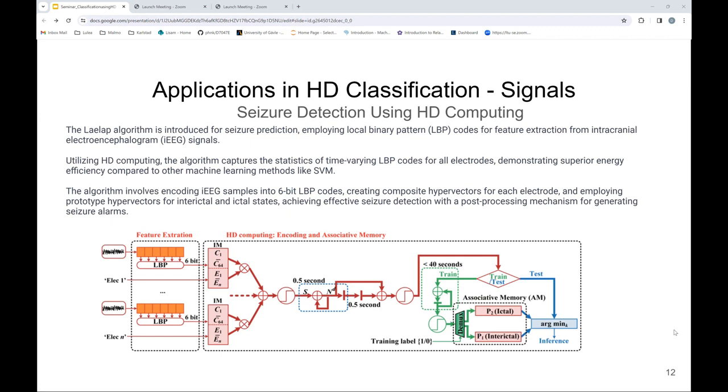learning methods like SVM. The algorithm involves encoding the samples into 6-bit LBP codes, creating composite hypervectors for each electrode and deploying prototype hypervectors for interictal and ictal states. That's the states when the person has a seizure and between seizures, achieving effective seizure detection with a post-processing mechanism for generating seizure alarms.